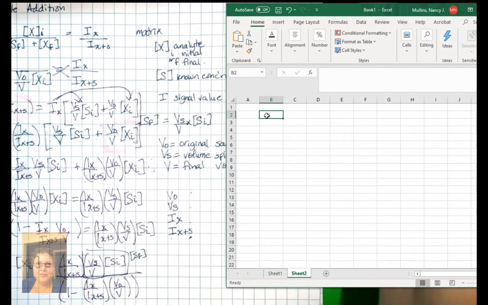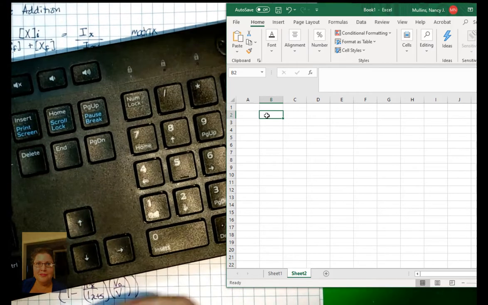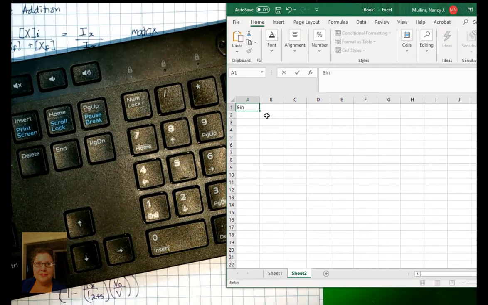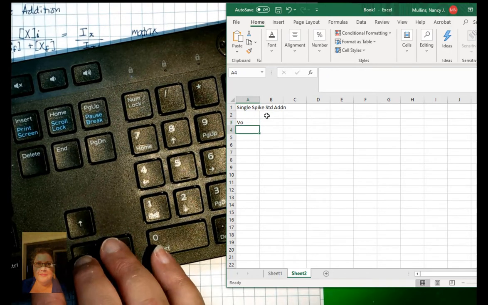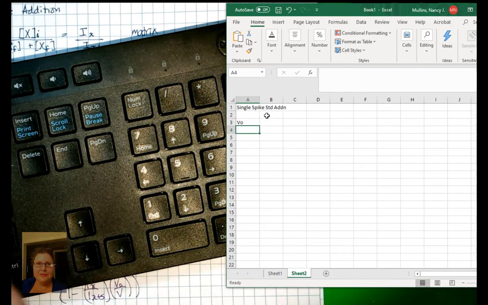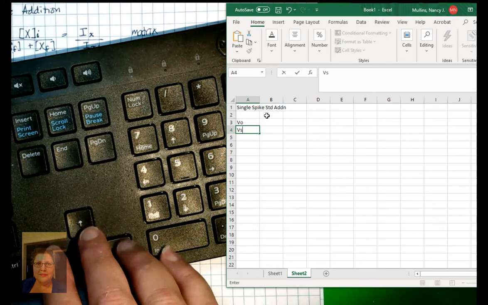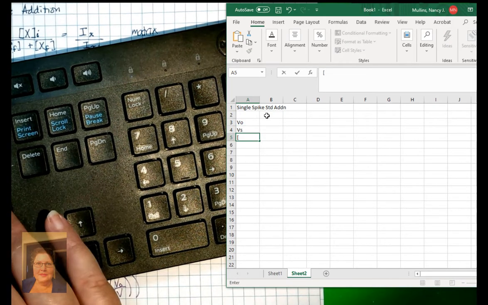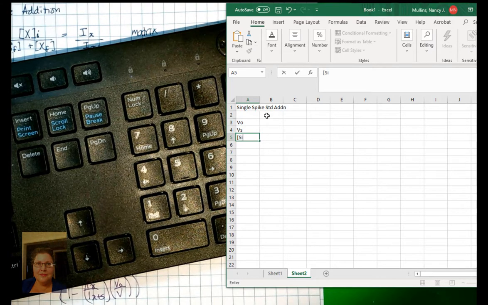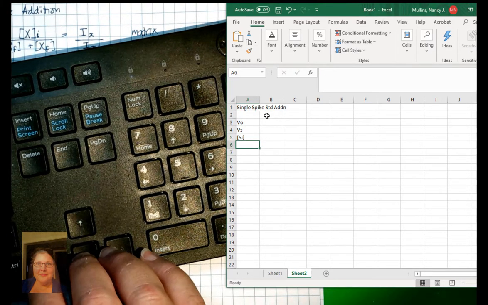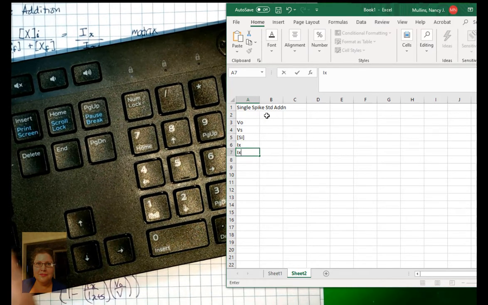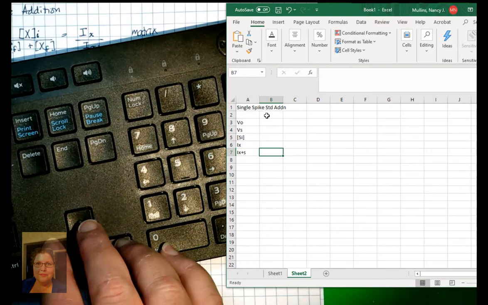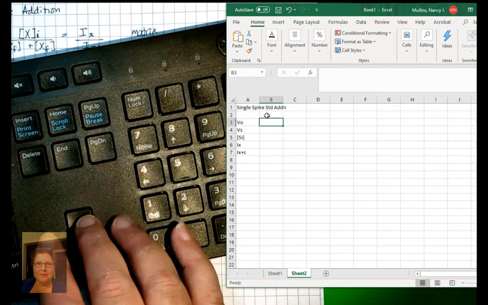So again, this is going to be a single spike standard addition. And we have a volume of our sample. We have our volume of our spike. We have our concentration of our standard initially. We have an intensity of our unknown, and we have an intensity of our unknown with the standard. And then we can do some calculations.